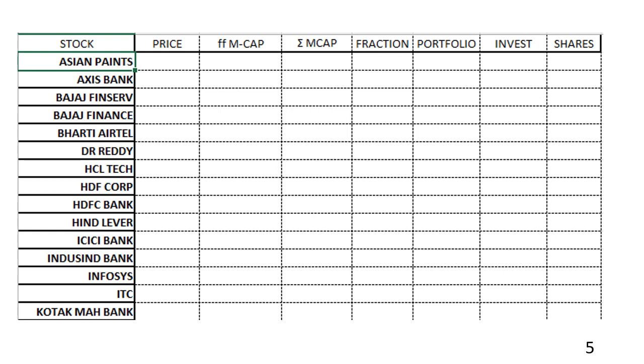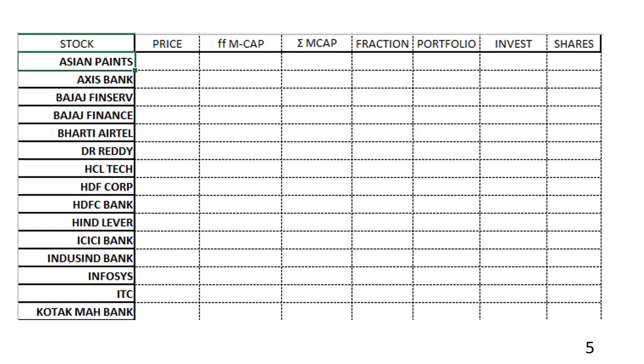The next column is a total market cap for the 30 shares and is shown by the Sigma M cap caption. This will be the same for all the rows. Then you calculate the fraction, the amount or the fraction of your total investment which will be put into this particular stock. So for that you will be dividing the third column, which is free float market cap, by the Sigma market cap or the total market cap for the 30 stocks. This gives you the fraction.